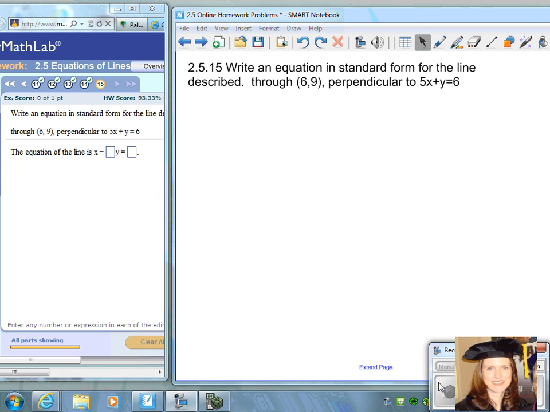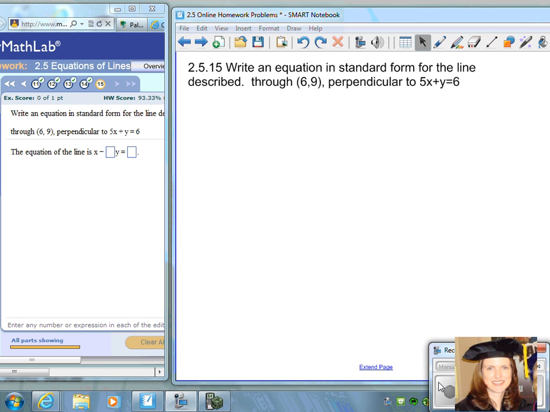The last question from section 2.5, number 15, asks us to write an equation in standard form for the line described. This line goes through the point (6, 9) and is perpendicular to 5x plus y equals 6. To find the equation of any line, you need a point and you need a slope.